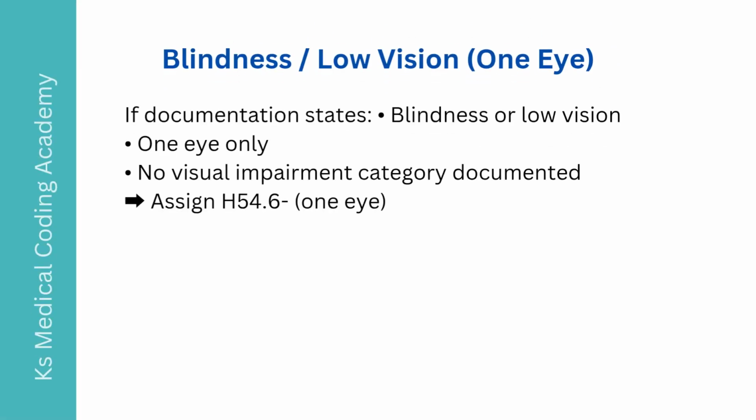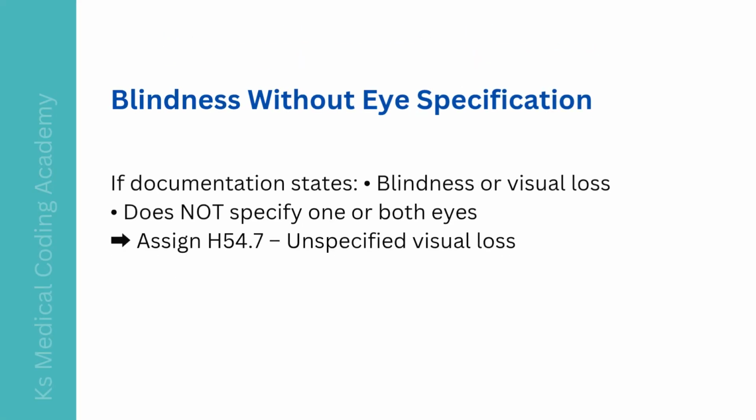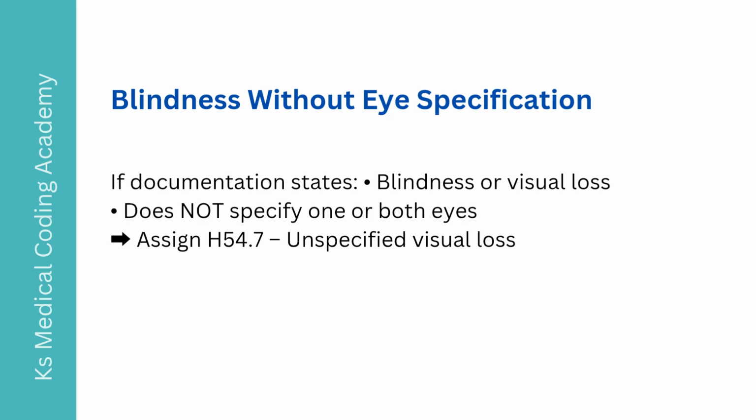Blindness or low vision, one eye. If documentation states blindness or low vision, one eye only, and the visual impairment category is not documented, assign a code from H54.6 for unqualified visual loss, one eye. Blindness without eye specification. If documentation states blindness or visual loss, but does not specify one or both eyes, assign H54.7, unspecified visual loss. Never assume laterality.